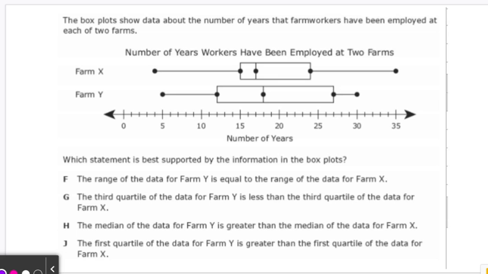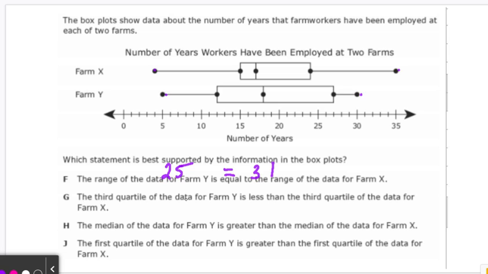Now that we've taken time to look at the data and the words that we know, we can analyze these statements. That means we're going to look at them and see if they're true or false. The best way to do this is take those data words and turn them into numbers. So this first one says the range of the data for farm Y is equal to the range of the data for farm X. So here we have the word equal. The range for farm Y was 30 minus 5, which was 25. And the range for farm X, we said, was 35 minus 4, which gave us 31. That is not accurate. Let's go to the next one.